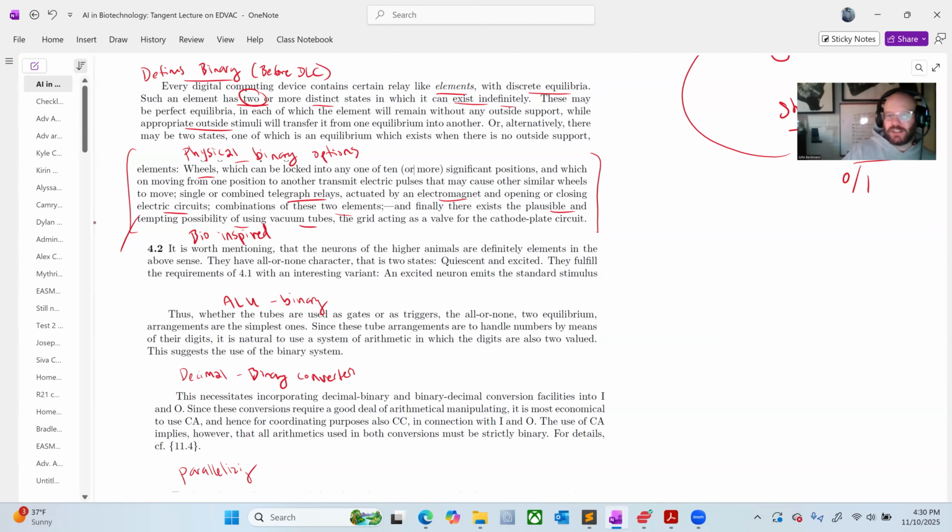But again, the interesting conceptual thing is that it doesn't need to be digital. It can be mechanical. It just has to do this or that and be controllable and discrete, binary. And he says, it's worth mentioning that neurons of higher animals have an all or none character. They are essentially binary nodes. So he's saying, I'm designing this based off neurons, which are 0 or 1, quiescent or excited.